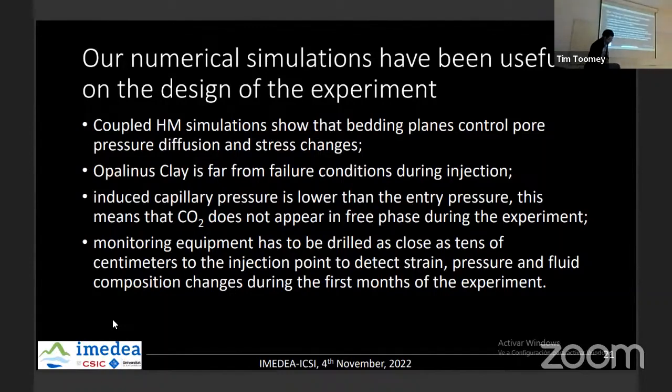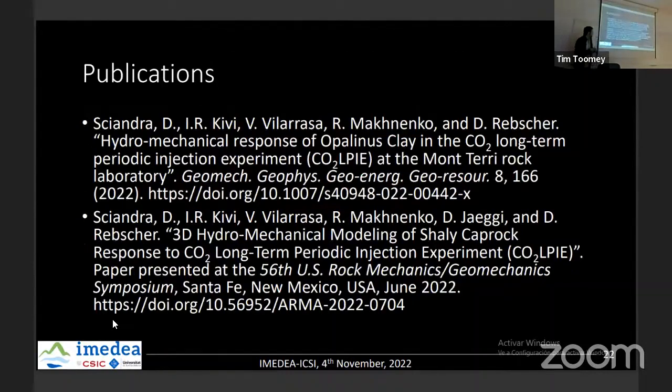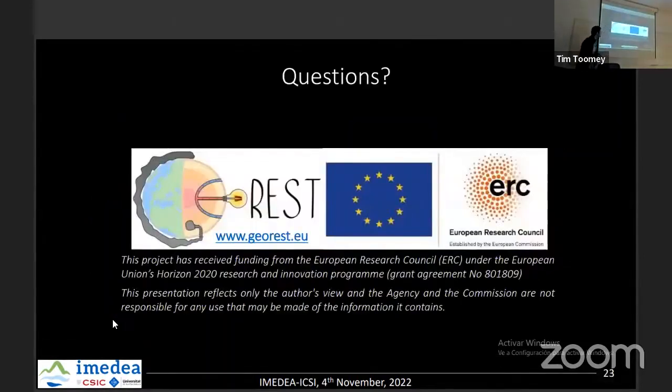This work that I presented is reported in more detail in some of our publications, this one in particular, which is in Geomechanics and Geophysics for Geo-energy and Geo-resources. If you want it, you can ask me and I can give it to you. And that's it basically. If you have any questions, I have some other results as well if you want to see them. Thank you.